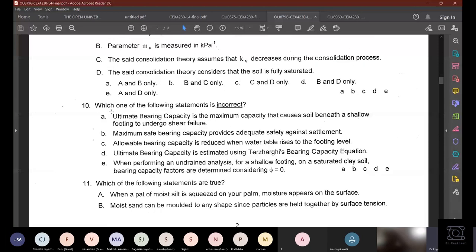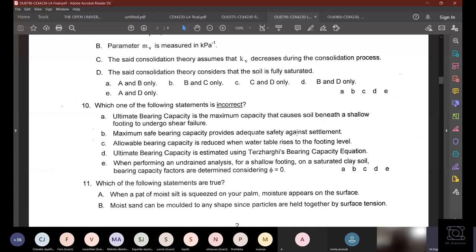So ultimate bearing capacity is the maximum capacity that causes the soil beneath the shallow footing to undergo shear failure. Yes, that is true. Maximum safe bearing capacity provides adequate safety against settlement. No. There is another thing called allowable safe bearing capacity, so we have to find that. So B is the incorrect statement.